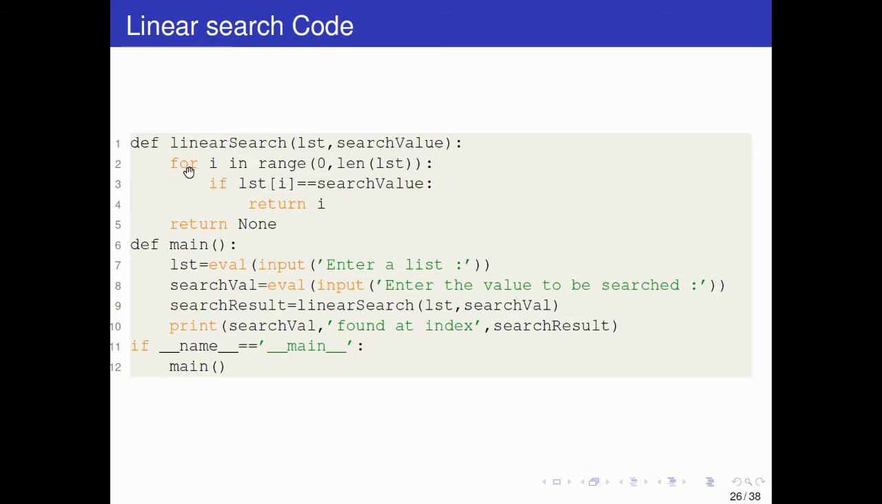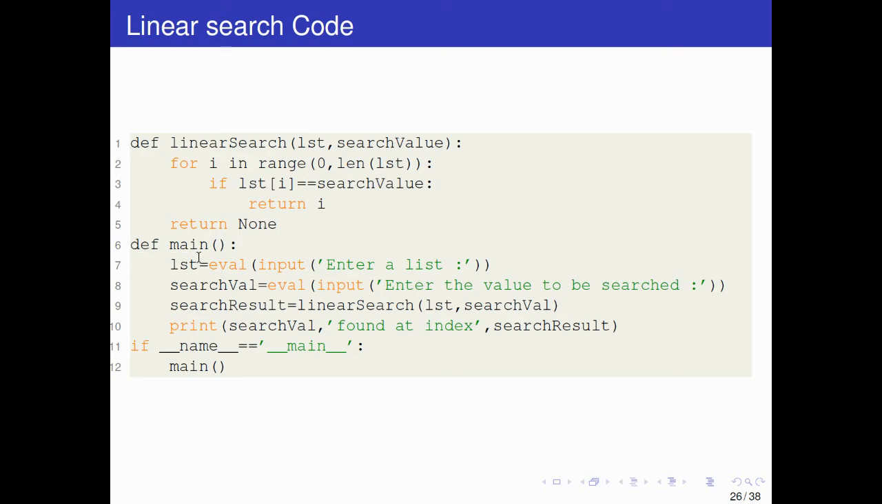We are using a for loop: for i in range 0 to length of the list. Here i is the index. If list[i], meaning the value in the list at index i, is equal to the search value, we use double equal because we are comparing. The search value is the value we want to search, whether it is available or not. If it is available, then what is the index of that value? If list[i] is equal to search value, then return i. So we are returning the index in that list at which the search value is available. Otherwise, return None.